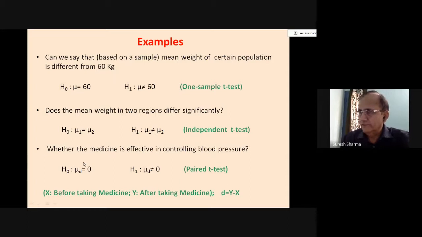Now, as I mentioned, in the case of the paired t-test, you have X observations before giving the treatment and Y observations after giving the medicine. You find these differences, and if the mean of the differences, denoted by mu d, is equal to 0, that means all the differences are 0, then obviously the medicine is not effective. Alternative, it is not equal to 0. So this is a problem of testing by paired t-test. So hopefully you know where to apply the one sample t-test, the two sample or independent t-test, and the paired t-test. I'll give you a practical demonstration now of where to apply these tests.